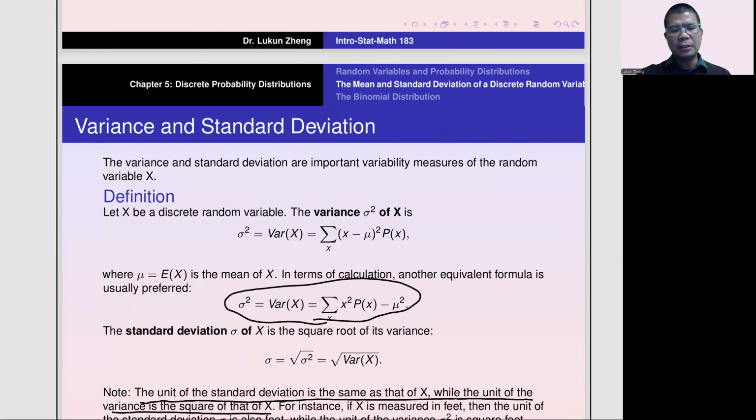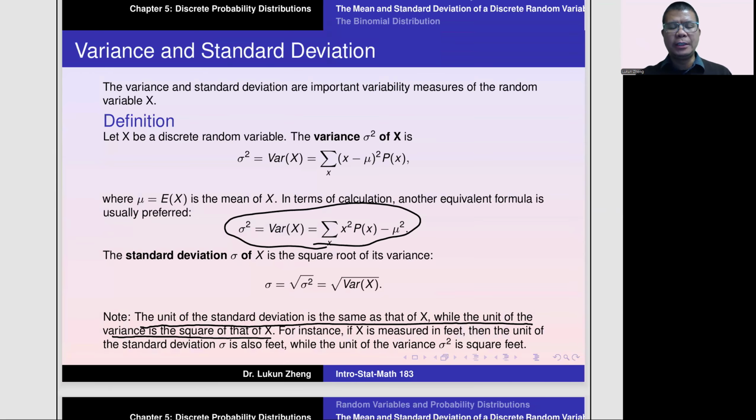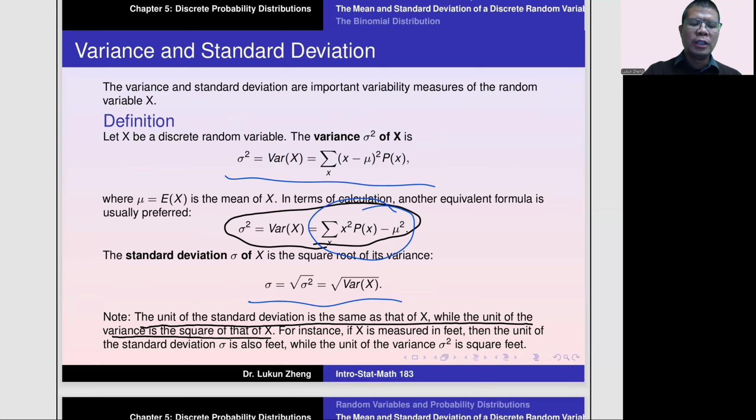All right, then variance and the standard deviation, right? So the variance by definition is this and also equals this one. Calculation-wise, this one is better. The standard deviation is the square root of the variance. Be careful of the unit. The unit of the standard deviation is the same as the random variable, but the unit of the variance is the square of the unit of that random variable.